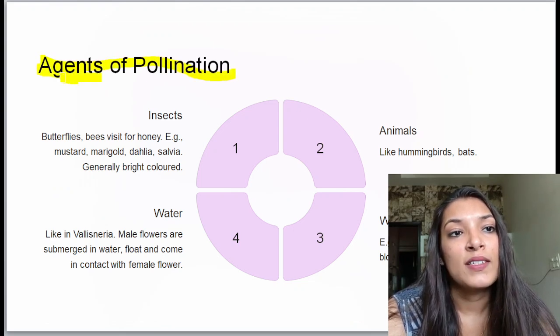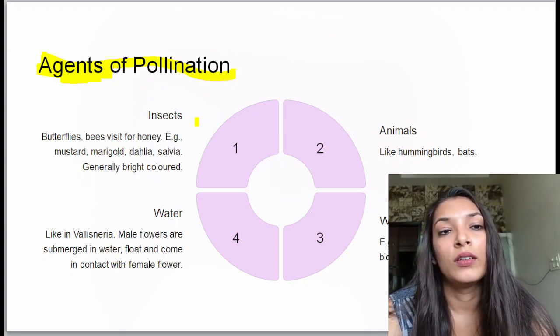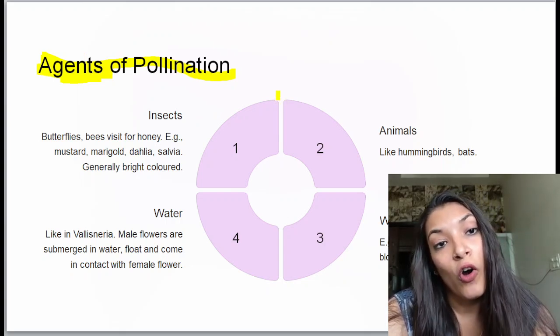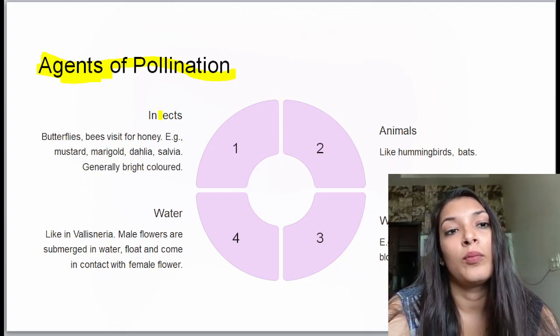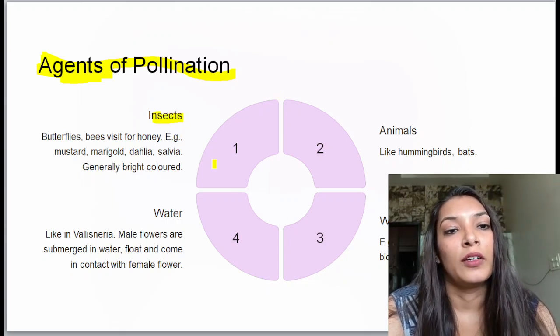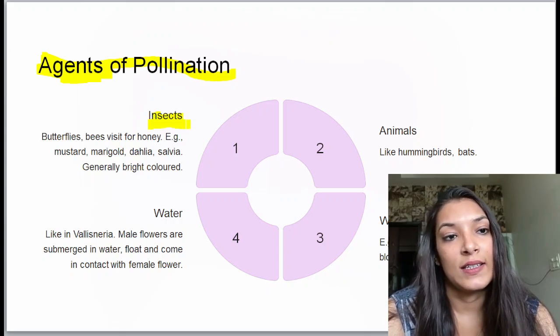Agents are your buses which are transferring the pollen from the anther to the stigma of the same flower or of another flower of the same plant, or the third case is that they are being transferred to a flower which belongs to some other plant. So here there are four agents of pollination. First one is the insects.